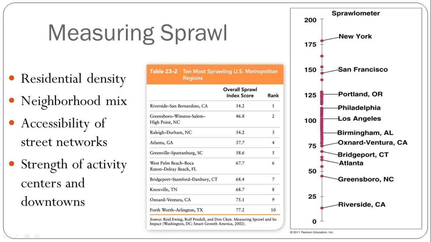And this can be measured. One of the things mentioned in the book is how these things were measured using residential density, so how many people per residence per area, the mix of the neighborhood, looking at the accessibility of street networks, and then the strength of the activity of the downtowns and centers. So these factors were looked into and factored into the overall sprawl index, and they found that places like New York, San Francisco do not have a lot of sprawl. They're very condensed, whereas areas further from these dense populations, like Riverside, California, is the most sprawling area in the U.S.